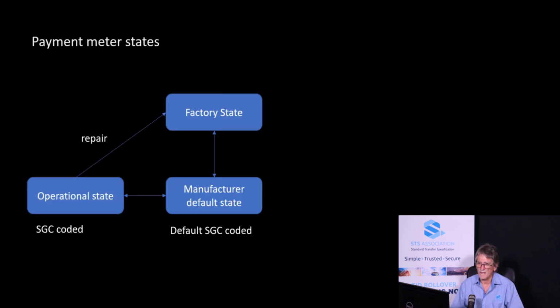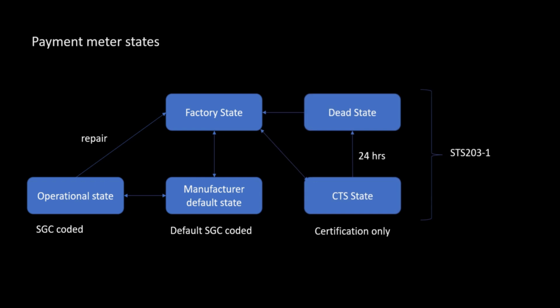register in the meter. And the way it works is that the meter is in a factory state, or the meter is in a manufacturer default state, or the meter is in operational state. Now, if the meter gets sent back to the factory, it goes into a factory state, and then it can get coded into a default SGC and shipped out. The method we are proposing now is that the meter can go into a CTS test state for 24 hours. And that's what STS203-1 specifies.